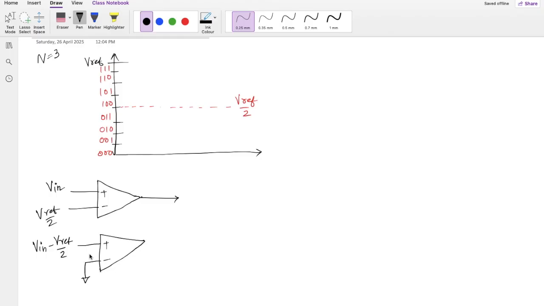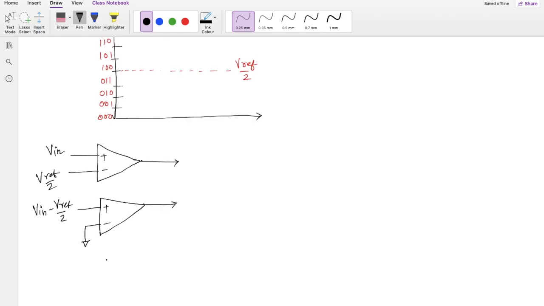Okay, so that means if Vin minus VREF by 2 is higher than 0, this is going to be 1, that means my Vin is greater than VREF by 2, and vice versa. Or I can do a small modification and interchange these notations. So if I make this plus and minus, and this with respect to ground, then here I can write Vin plus VREF by 2, it's just multiplying with minus 1. So again, they are all equivalent.